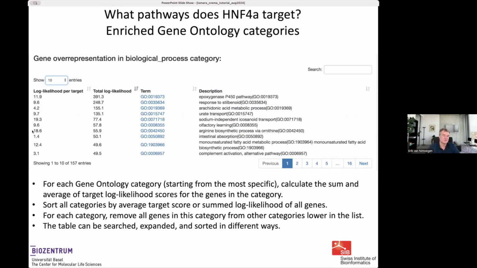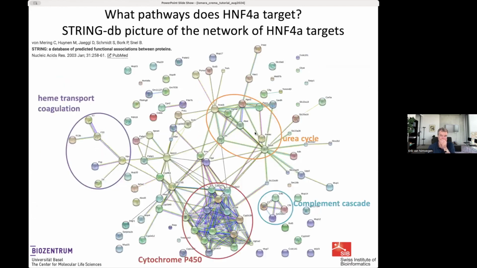So this is for this HNF4A in this data set, which you can order either by total log likelihood, which is the sum of the log likelihoods of all the targets in this category, or the average log likelihood per target, right? So for this category, the epoxygenase P450 pathway, the P450 pathway has a total log likelihood of 391, 11.9 per gene. So you can also search and sort this list in various ways.